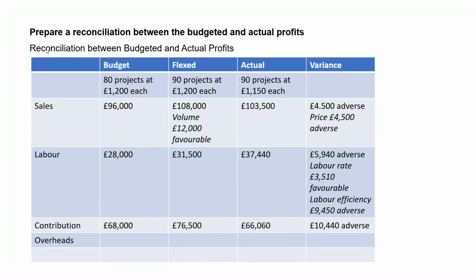Now, next we have is the overheads. So we were told the budget was £30,000 and the flex was £30,000 and the actual we were told was also £30,000. So there's no variance there.